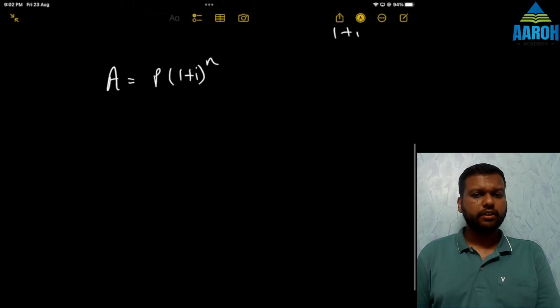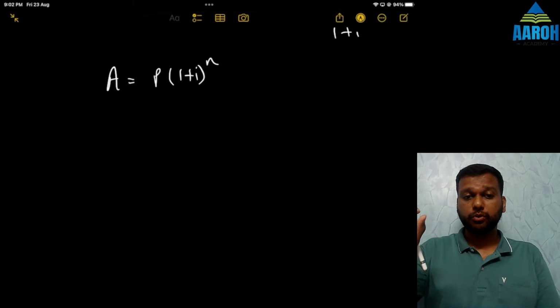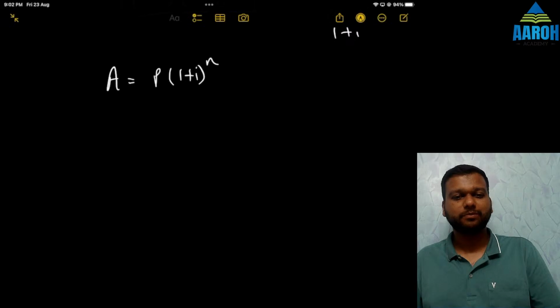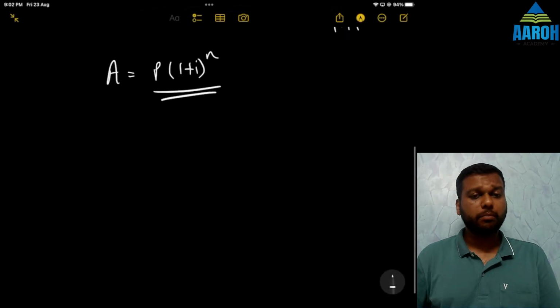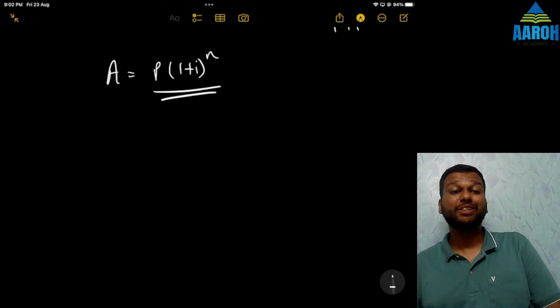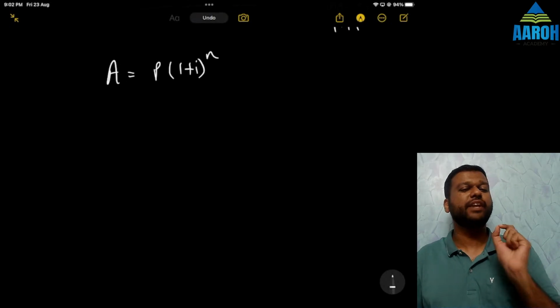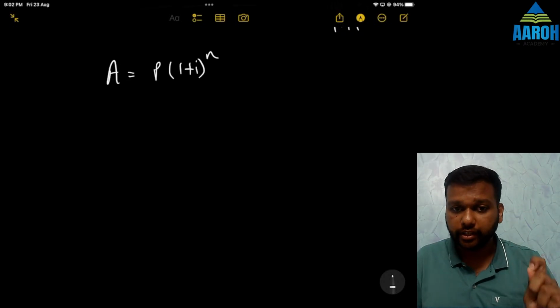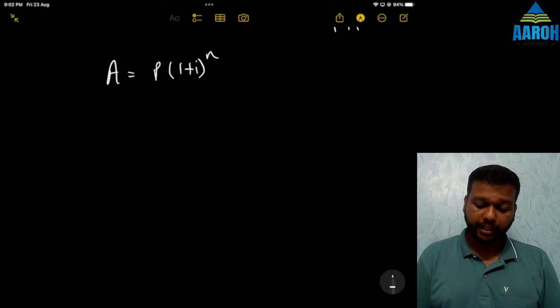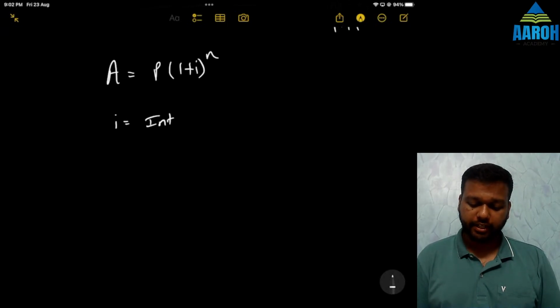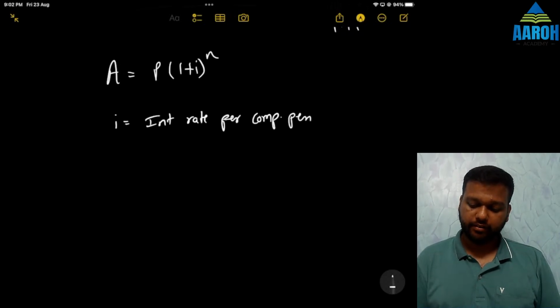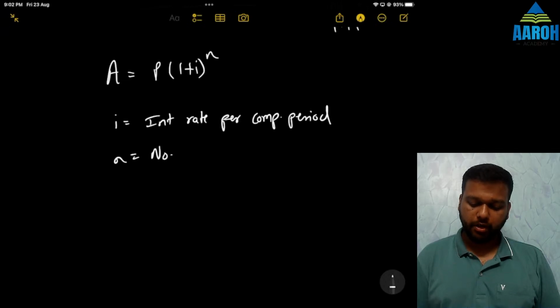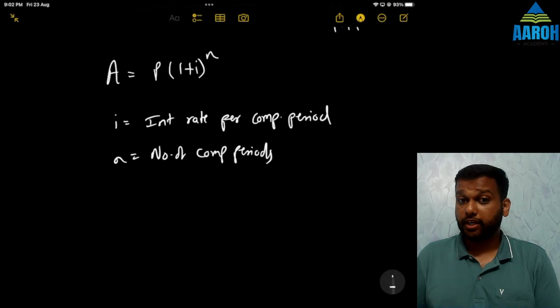Okay. Fine. So for compound interest, for calculating amount, we can just do P into 1 plus I raised to n, that is principal into 1 plus I raised to n. Now here one thing is very important to understand. Unlike simple interest, we will not always have n as number of years. So it is very important to understand that here I will be the interest rate per compounding period, and n will be the number of compounding periods.